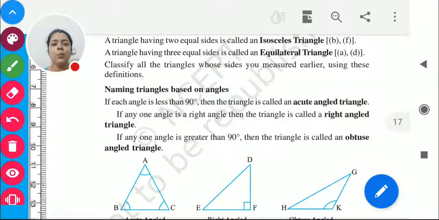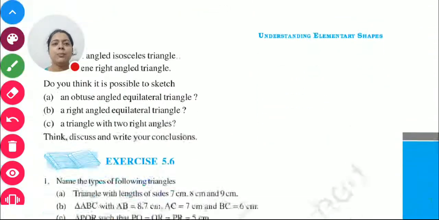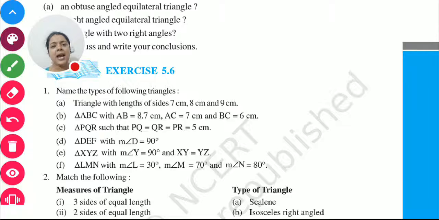Okay, so now we are coming to the exercise. This was the basic thing you people had to go for. Now we are going for the exercise. So what is there in exercise 5.6? Undoubtedly, the questions are going to be related to the angles and the sides, right?